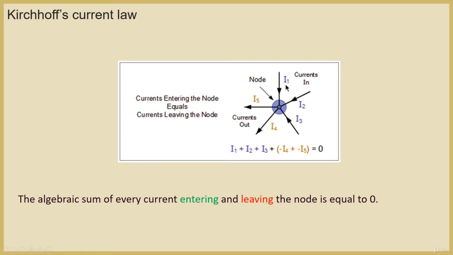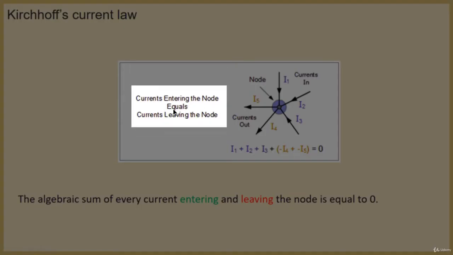According to Kirchhoff's current law, the total current entering a junction or a node is equal to the currents leaving the node. And that's it. That's all you have to know about the first Kirchhoff's law. Currents entering the node equal currents leaving the node.